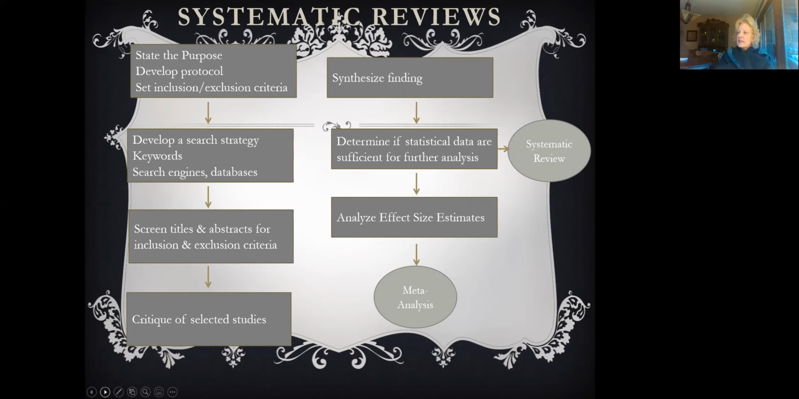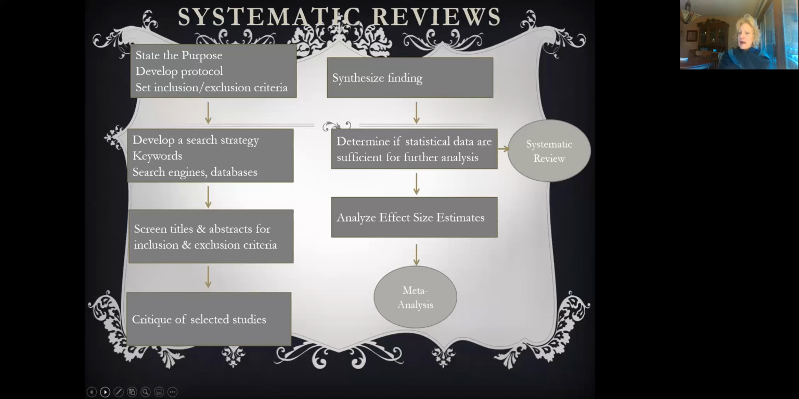Then you need to synthesize those findings. You need to pull together, given the strength of these studies and what they found, what do I determine to be the significant findings? And if there are statistical data that are sufficient for further analysis, then you're going to analyze the effect sizes and go on to do a meta-analysis.